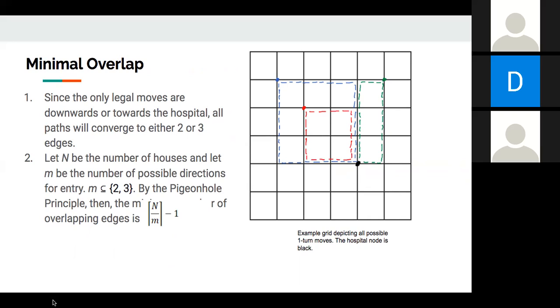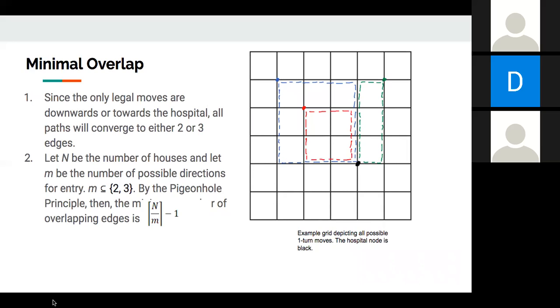So for any given grid with homes and hospitals, each path has two valid moves, moving downwards or towards the hospital. This means a home on the left of the hospital can move down and right, and a home on the right can follow a path down and left. As such, all paths must necessarily converge at either 2 or 3 edges adjacent to the hospital.